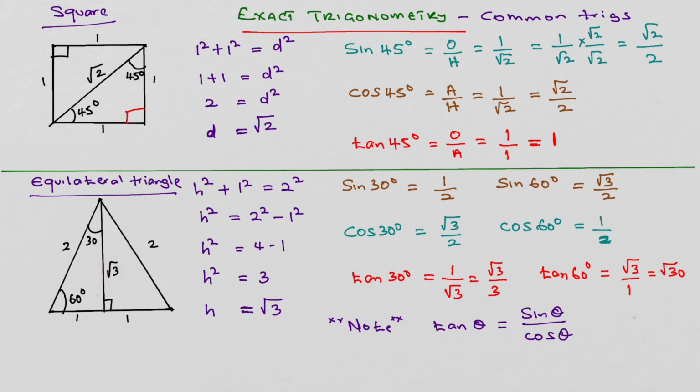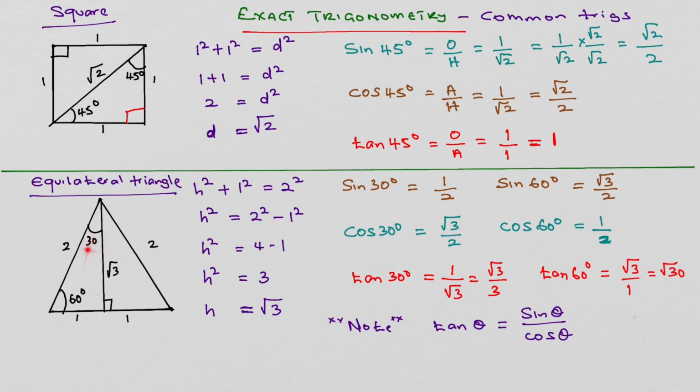Now we can find the trig functions for 30 and 60. Sine 30 is opposite over hypotenuse, which is 1 over 2. Sine 60 is opposite over hypotenuse, which is root 3 over 2. Cos 30 is adjacent over hypotenuse, that's root 3 over 2. And cos 60 is adjacent over hypotenuse, which is 1 over 2.